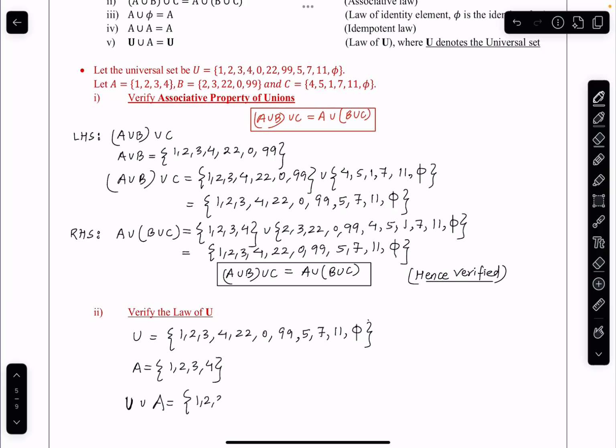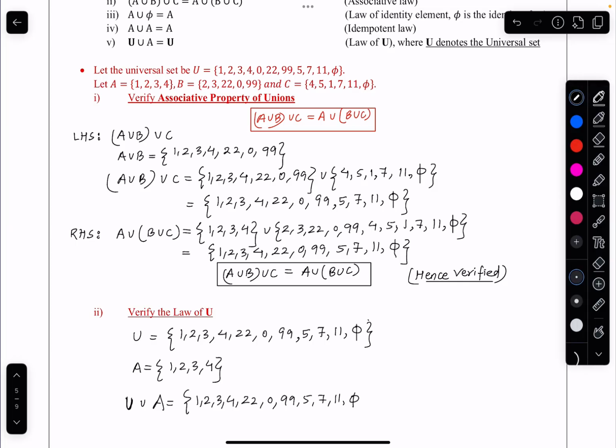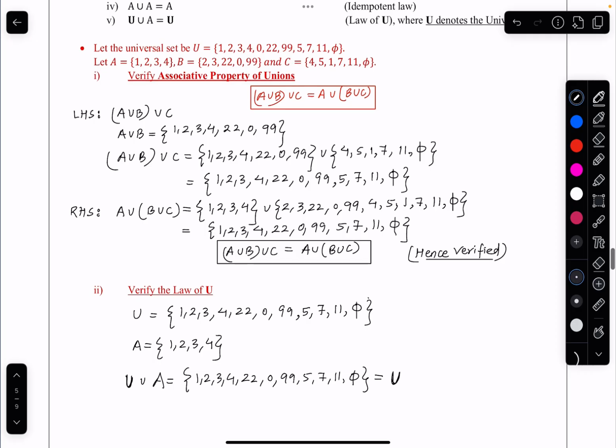1, 2, 3, 4, 22, 0, 99, 5, 7, 11, 5. And then we need to consider elements of A also. But since everything is accounted for already, I don't have to rewrite them. So the set closes here. So this is basically the set U itself. So this verifies our result, which says the union of the universal set with A is the same as the universal set itself.